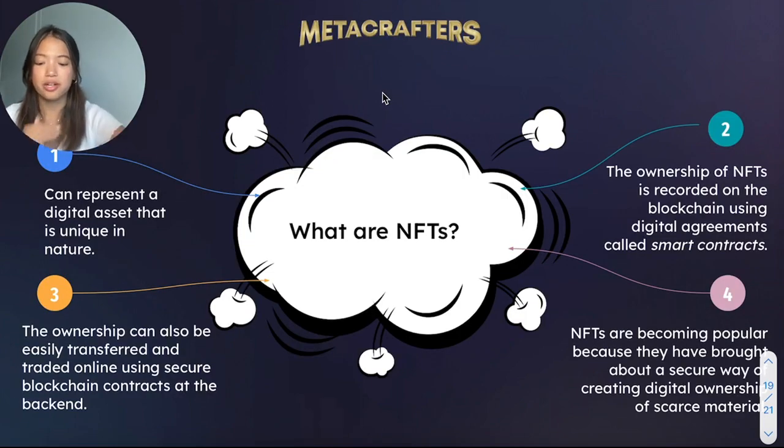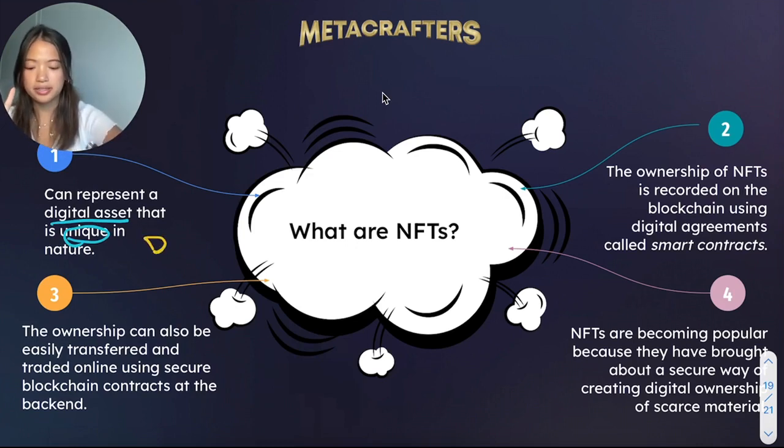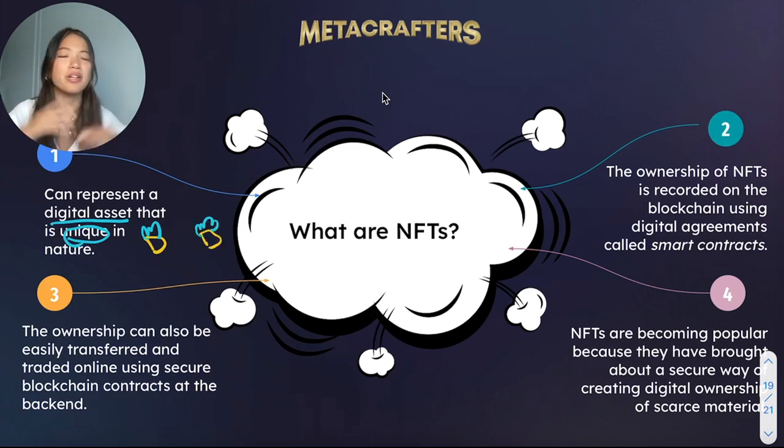NFTs, in short, are used to represent a digital asset that, unlike fungible tokens, is unique in nature. For example, imagine we had two cupcakes baked by different bakers, and these are really poorly drawn cupcakes. If we had two cupcakes made by two different bakers, they would be unique in nature, and so they would not be interchangeable like fungible tokens would be.